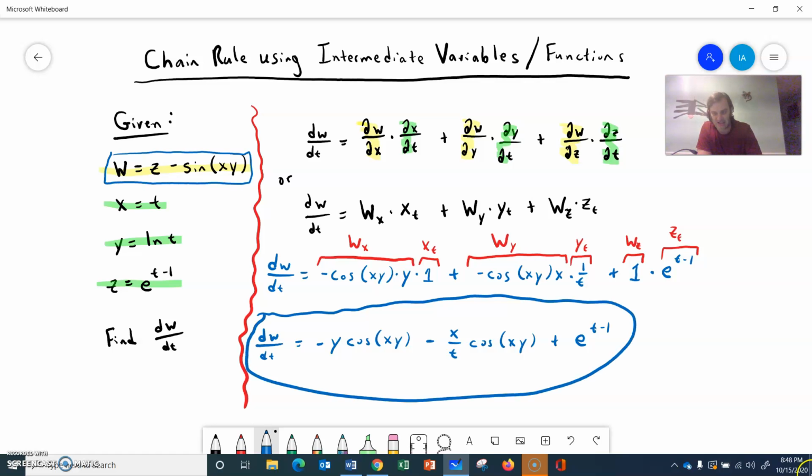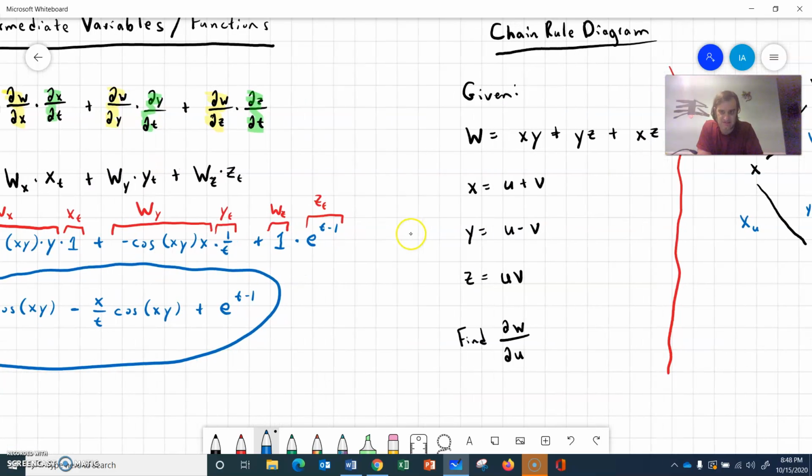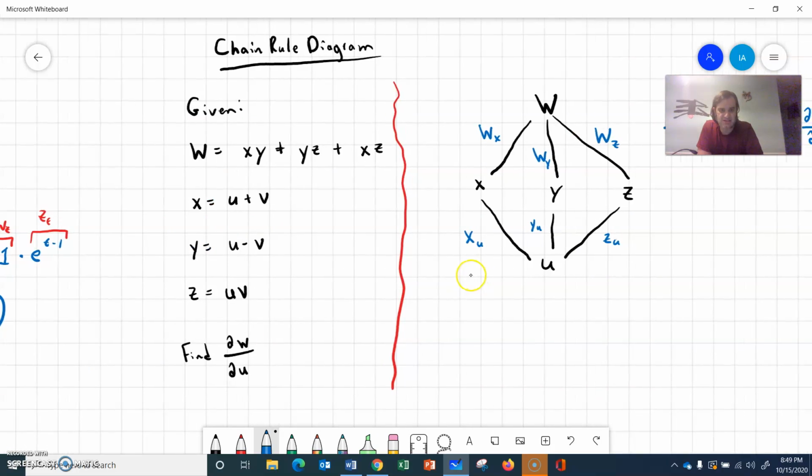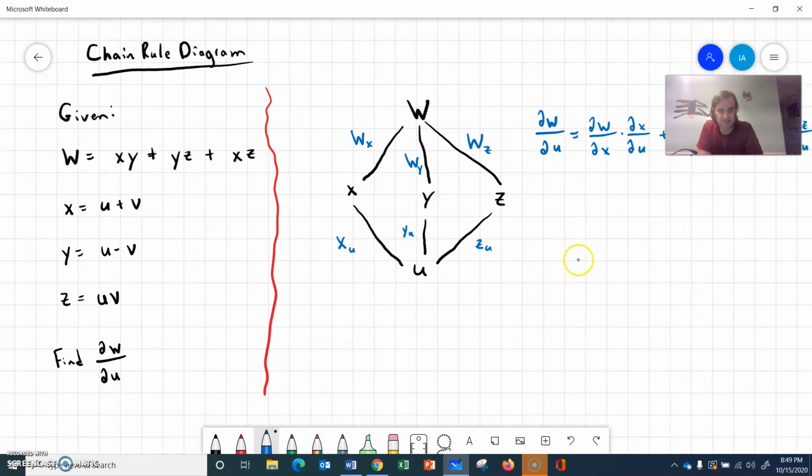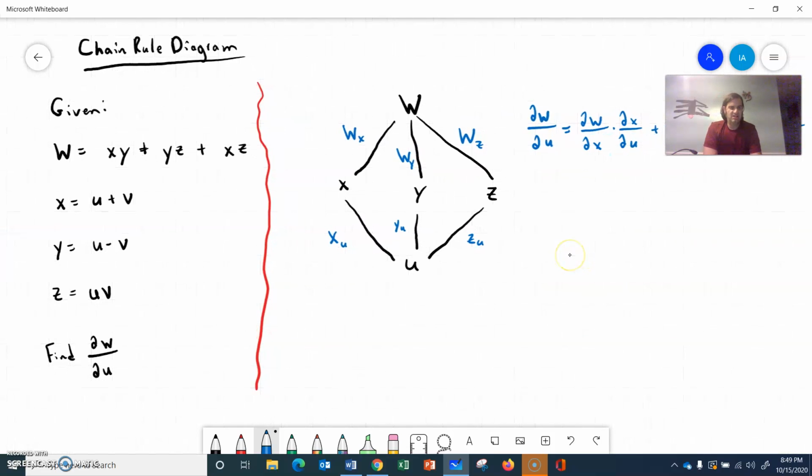Okay. I don't know if that seemed like a lot to keep up with, but let me show you a variation of that. My diagram is not the most aesthetic, but over here I have a set of functions. Once again, w is in terms of x, y, and z. This time x, y, and z are in terms of u and v. So there's two underlying variables, and we're going to find the partial of w with respect to u.